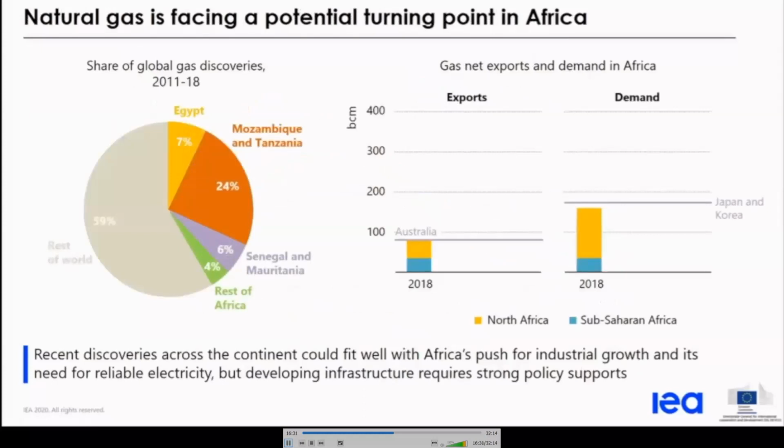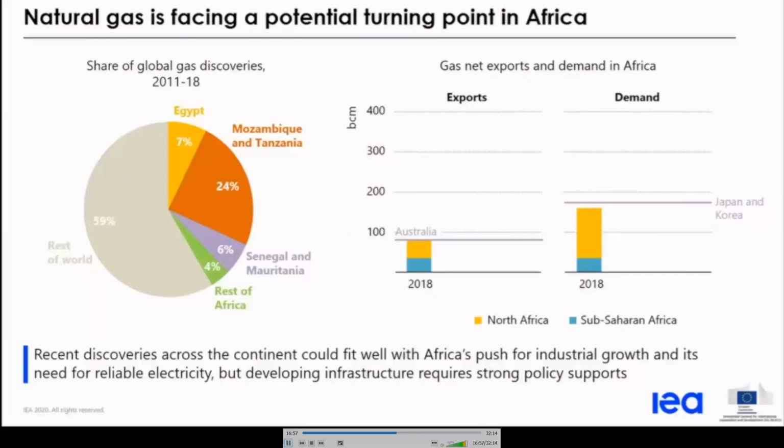Natural gas is facing a potential turning point in Africa. In North Africa, gas already meets around half of the region's energy needs. But in sub-Saharan Africa, it has thus far been a niche fuel. The share of gas in the energy mix is around 5%, or among the lowest in the world. Today, Africa accounts for about 4% of global gas demand and about 6% of global production.